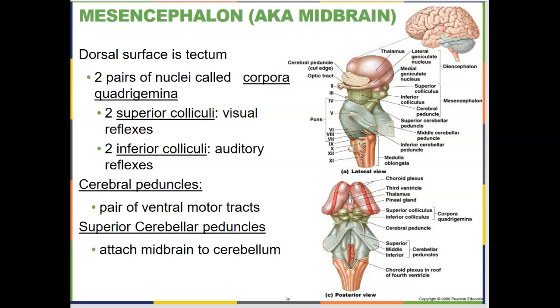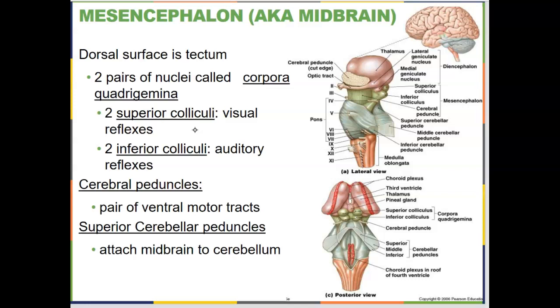The corpora quadrigemina, I can never say that one right either. Two superior colliculi, which are part of, again, measuring incoming information and coordinating visual reflexes. This is a part of what's coordinating your pupillary response, blinking to some degree. Your eyes actually move. It's called a saccade. Your eyes move around in the orbit just slightly. You don't even notice it sometimes, but they move around, and that's a visual reflex.